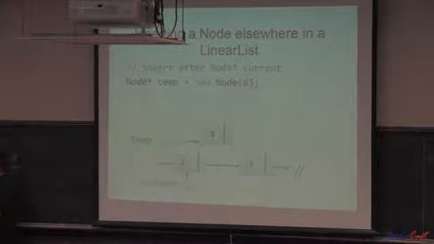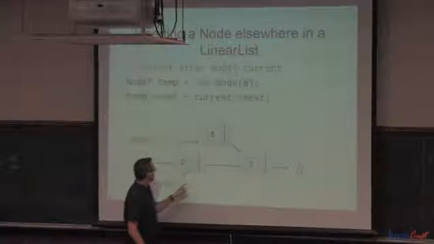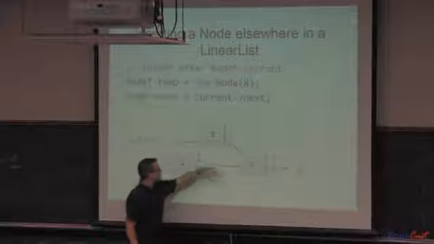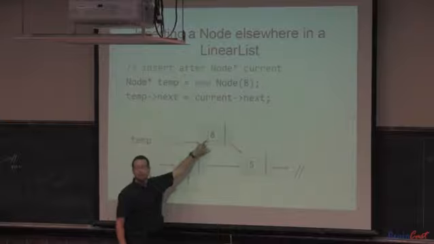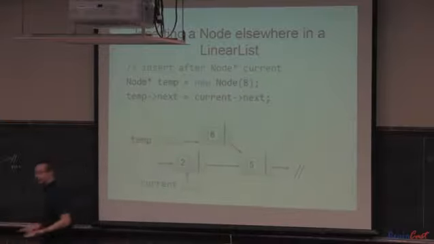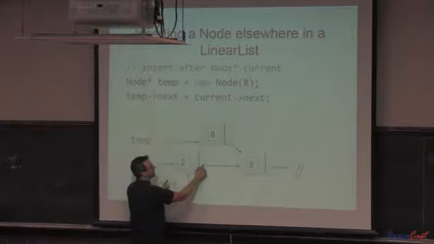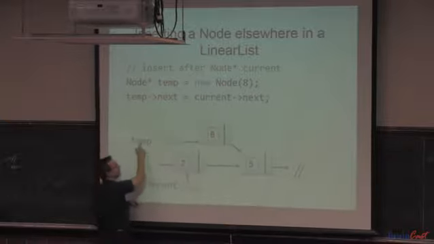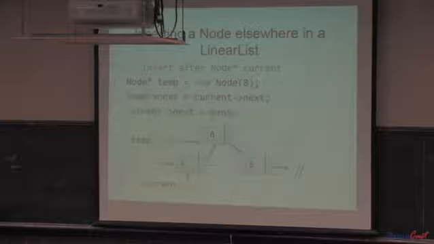They will both share the 5. Right? So since temp arrow next now holds what current arrow next is holding, I can move temp arrow next to point here. Or I'm sorry, current arrow next. I want current arrow next to get the value of which node? Temp. So current arrow next and temp now point to the same node.